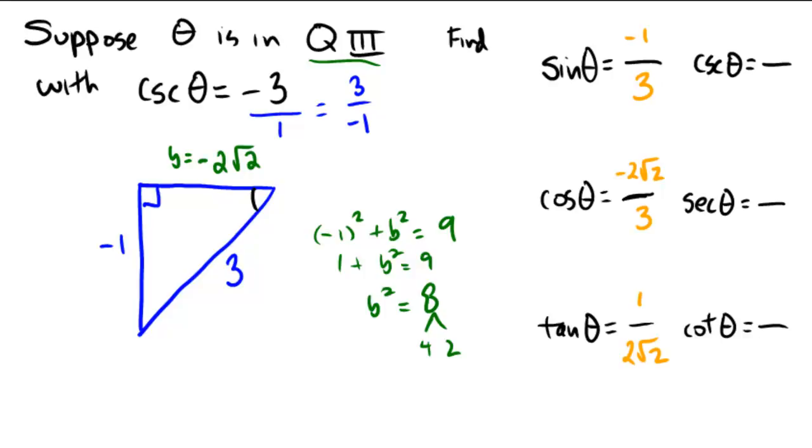For the reciprocal functions, we reciprocate. -1 over 3, reciprocal is 3 over -1. Yay! Secant is 3 over -2 rad 2, and the cotangent is going to be 2 rad 2 over 1, because it's the reciprocal of the first one.